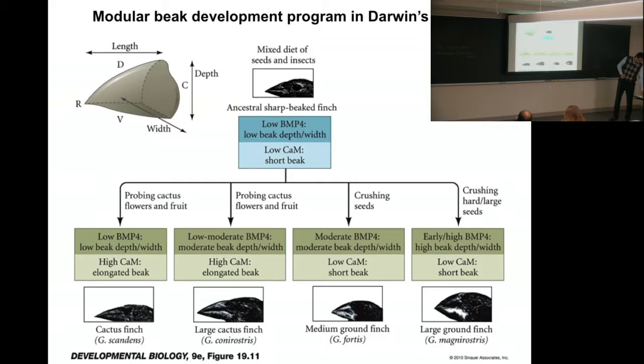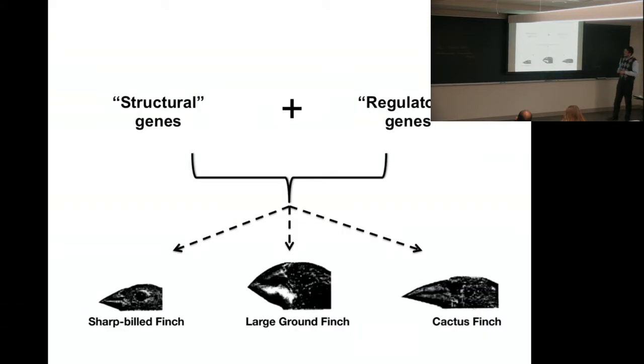So one challenge was to try to explain how a group of birds, which is using the same structural genes, that is the genes which control skeletogenesis, genes for bone and cartilage, which are essentially shared between all these species, and the same regulatory genes, BMP4 and calmodulin, found in all these species as well, generate diversity.